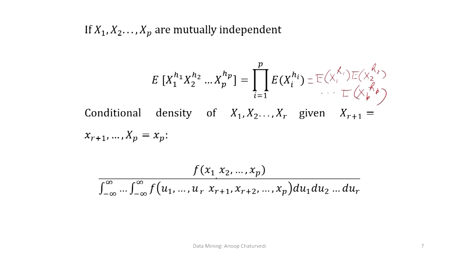Now, we can define the conditional density of x1, x2, ..., xr given xr plus 1, ..., xp. The conditional density function is given by the ratio of joint density function of x1, x2, ..., xp divided by the marginal density function of xr plus 1, ..., xp. So, in the numerator, we take the joint density function of x1, ..., xp. In the denominator, we integrate the joint density function over x1, x2, ..., xr. This gives you the conditional density function of x1, ..., xr given xr plus 1, ..., xp.